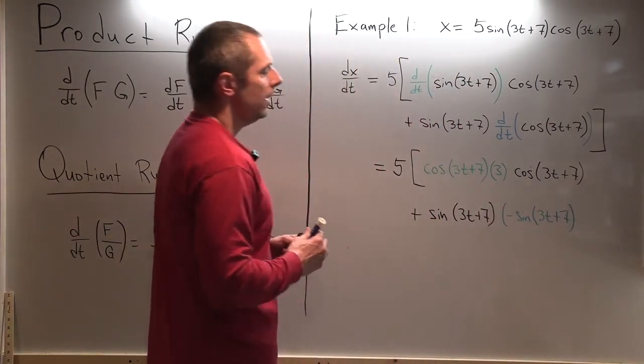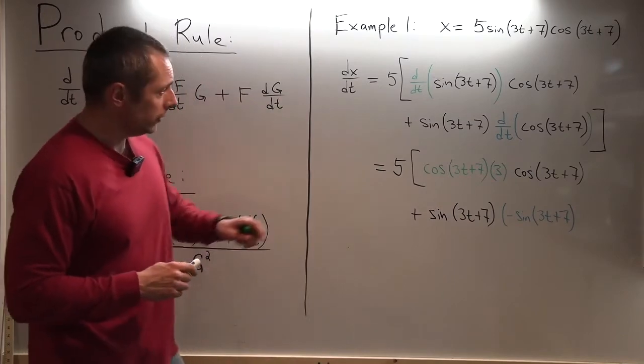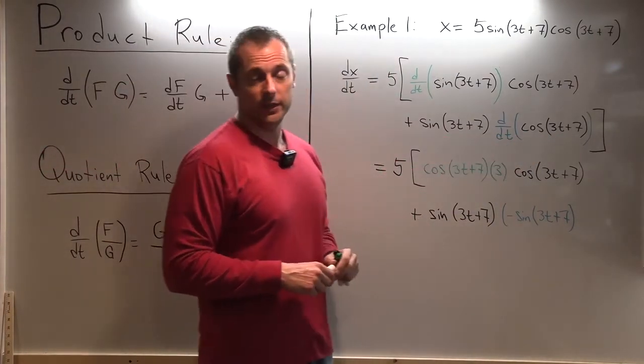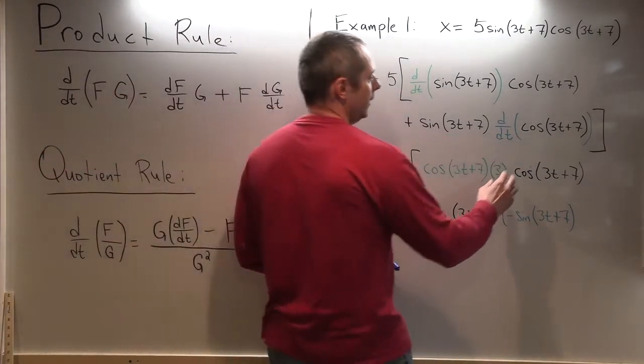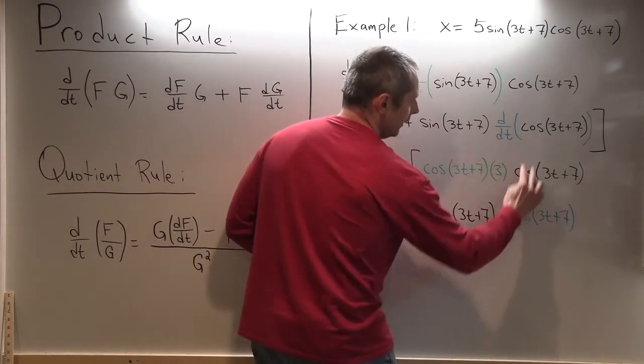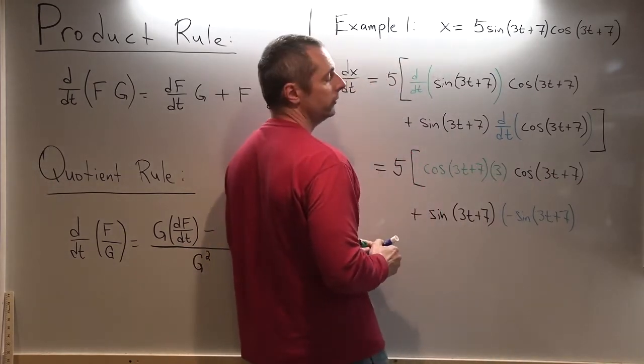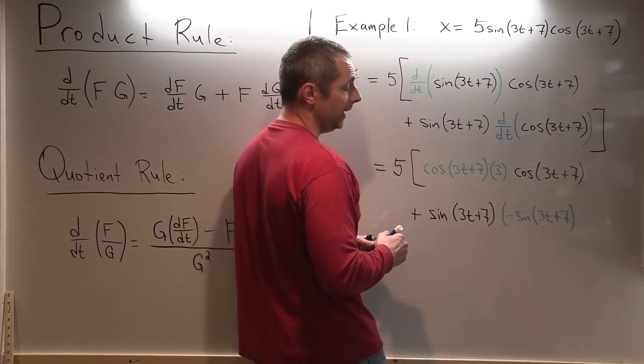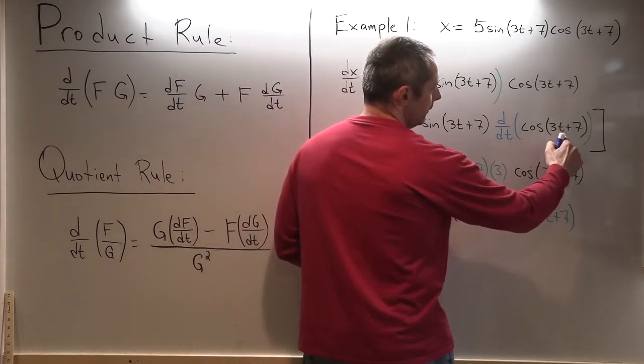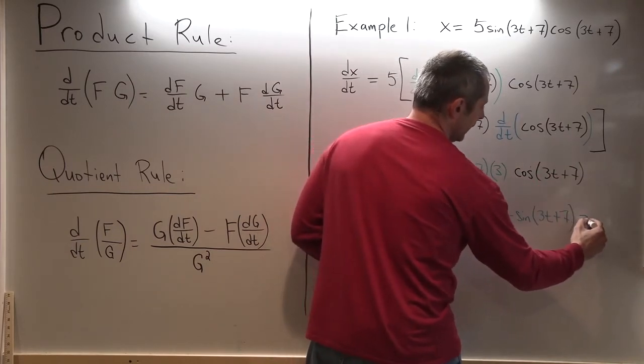Okay, now, that would be the answer if we just had cosine of t. But we don't have cosine of t, so we do the negative sign, derivative cosine negative sine, but then we have to multiply by the derivative of what's inside the parentheses. Again, that's called the chain rule. And the derivative of 3t plus 7 is just 3 again.